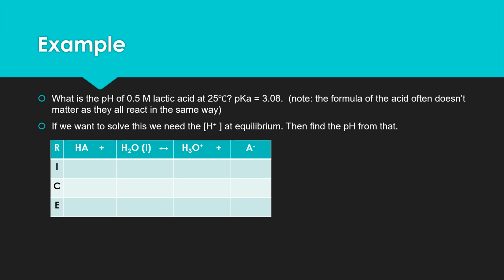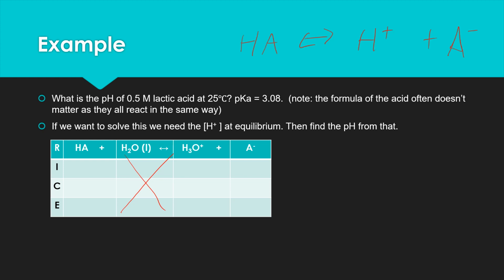You've seen me write this before as just HA as the formula of our acid. We're dissolving it in water, and we get that H3O+ and the A-. Sometimes this is also written in an even simpler way, with just the H+ and the A-. These are interchangeable in terms of the two equations because water is a liquid and that part doesn't matter to our equilibrium anyway.